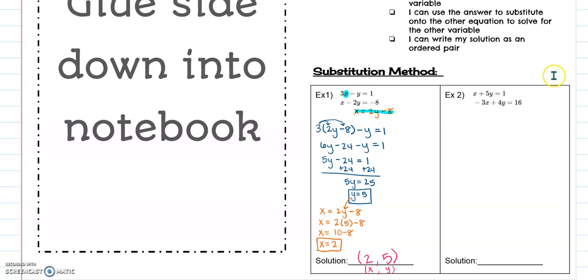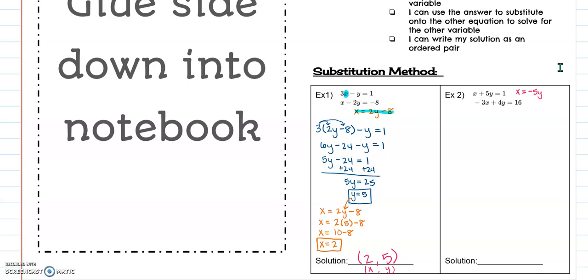All right, let's do example 2. And I'm going to pause you so you can work it out yourself and then check your answer. But first, we need to get one of our equations to either x equals or y equals. I see the first equation easier to get to be x equals. If I move 5y to the other side, I have x alone. So x equals negative 5y plus 1.